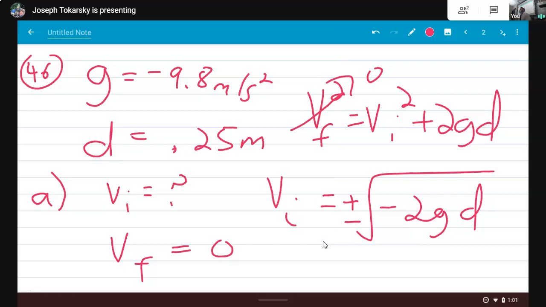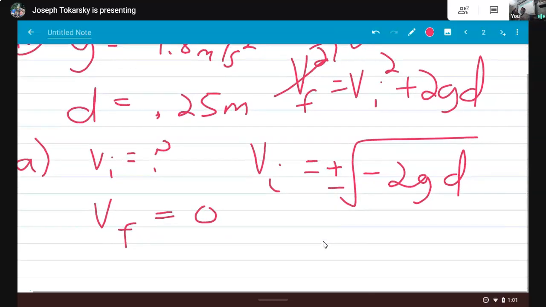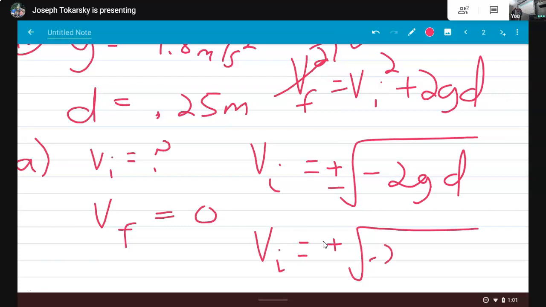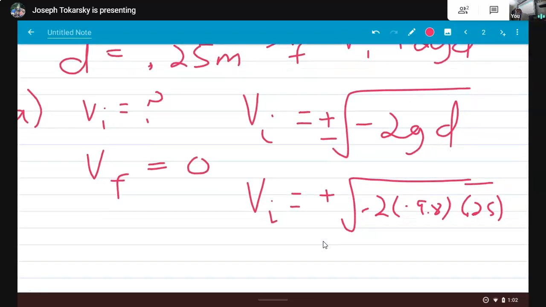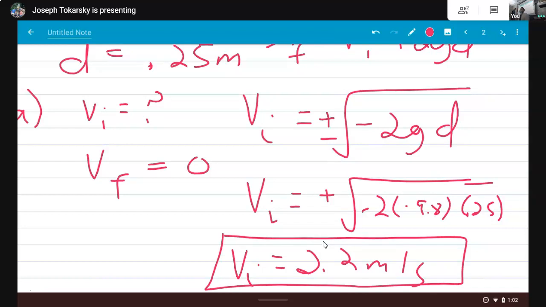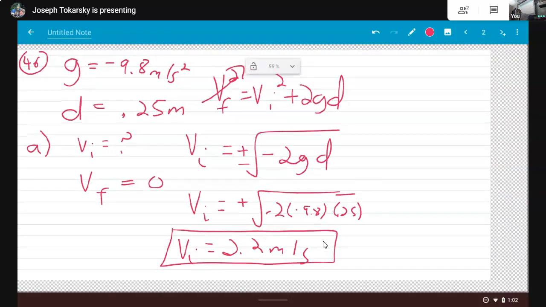We're looking for the VI that we flipped the coin with. Positive. That's going to be going up initially, right? So, plug in the numbers, pick the correct sign one, which is positive. Negative 2 times negative 9.8 times 0.25. Run those numbers, and we should get an initial velocity that should be around 2.2 meters per second. You okay with that? Alright, so the problem, more than likely, on this one usually comes from part B.